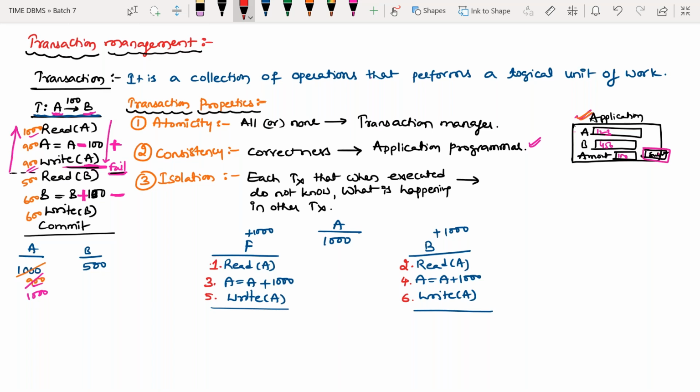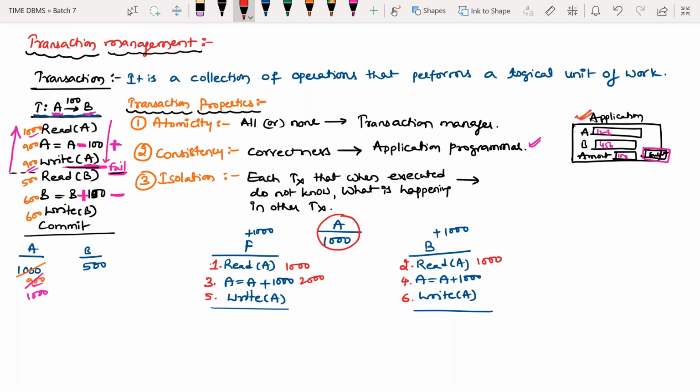Look at read current balance A, 1000. Next operation is the second operation, read current balance of A by B transaction, 1000. Next, third operation, A equal to A plus 1000, that is 2000. And do remember, this is a CPU operation, and a CPU operation is not going to affect the disk. Next, fourth operation, A equal to A plus 1000.